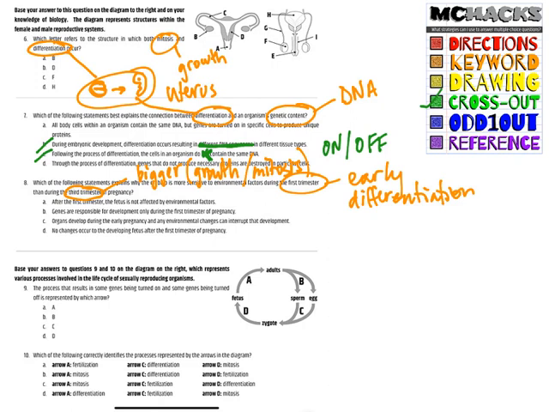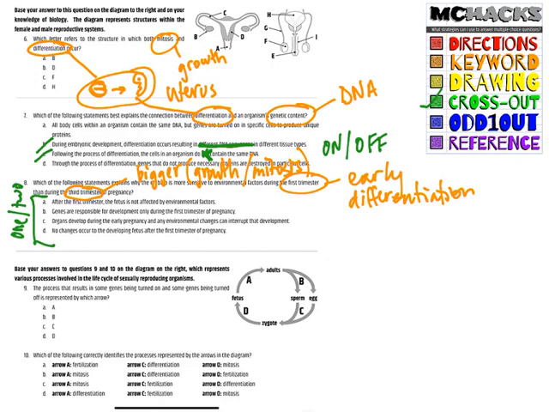Now, A. After the first trimester, the fetus is not affected by environmental factors. B. Genes are responsible for development only during the first trimester of pregnancy. C. Organs develop during the early pregnancy, and any environmental changes can interrupt that development. Or D. No changes occur to the developing fetus after the first trimester of pregnancy. What I would like you to do is, using the cross-out strategy, cross out one or two bad choices by eliminating the word or phrase that makes it incorrect.